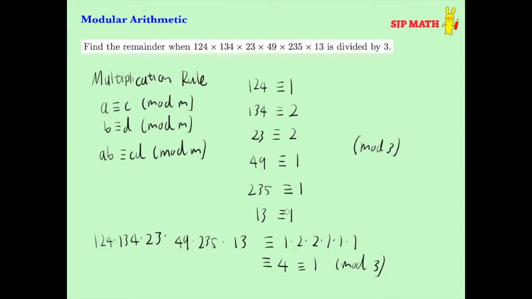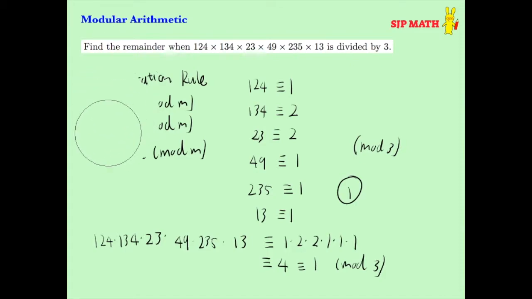Neat. So we can conclude from this that this product is congruent to 1 mod 3. So this entire thing has a remainder of 1 when divided by 3. So that's our answer, 1. This solution was pretty similar to the solution for the previous problem. So we're getting a clear understanding now of how to use this rule in our problems. So let's move on to our last problem.